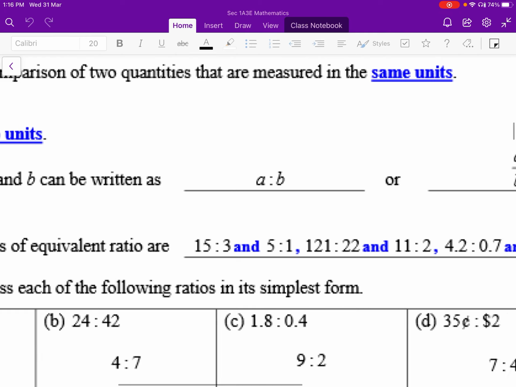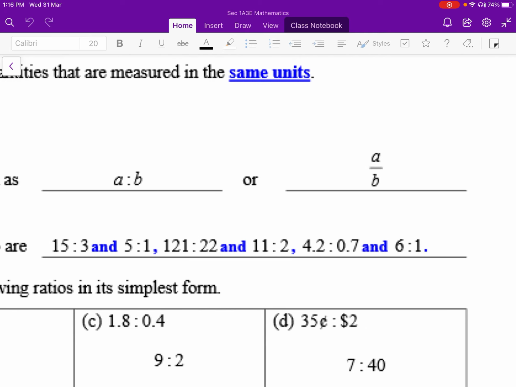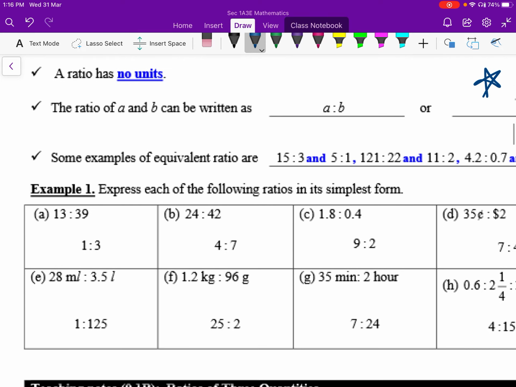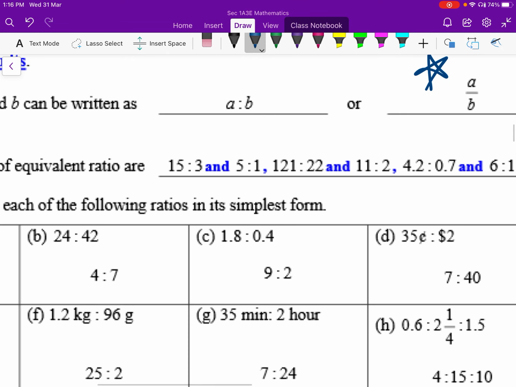Now, this is the next one I need you to know. The ratio can also be written as A over B. Important over here: just as I say, ratio of A to B means you must write A first, and then you write B in a fraction form. When I say A to B, A must be in the numerator, B must be in the denominator. The order matters greatly.